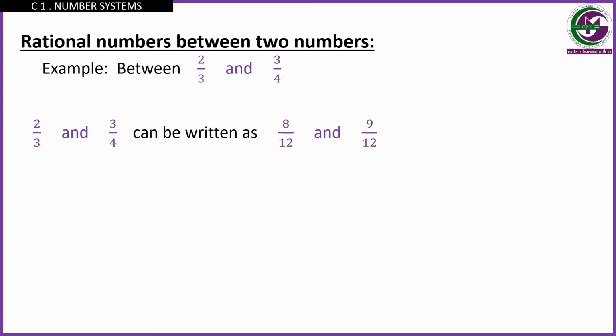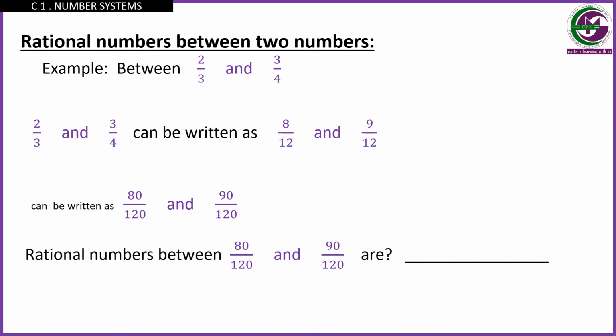Now, can you guess the way to find a few numbers between 8 and 9? Right now we don't have any, but we studied it in the previous question. We can rewrite 8 by 12 as 80 over 120 and 9 by 12 as 90 by 120. Now, isn't it easy for you to find 9 numbers in between them? 9 rational numbers between 80 by 120 and 90 by 120.